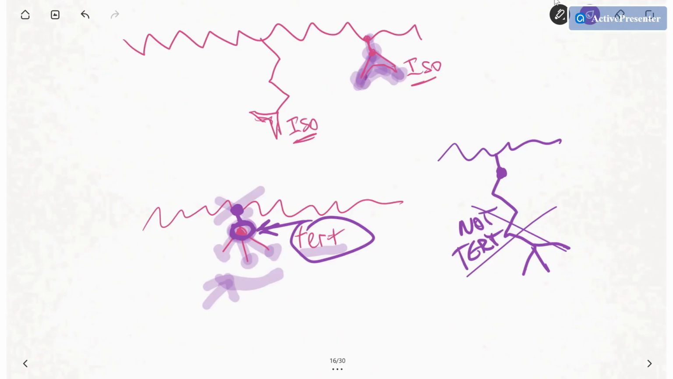Whereas iso doesn't really care about its attachment carbon. Like here's this attachment carbon for this one.